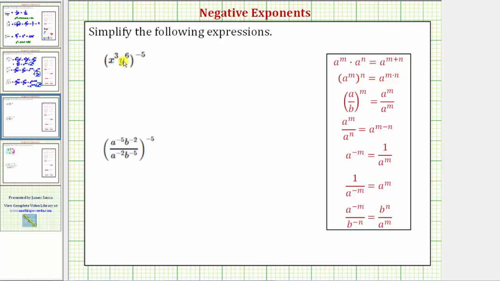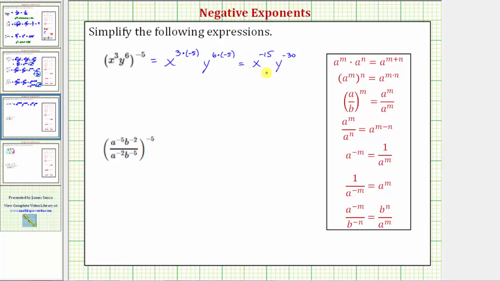So x to the third y to the sixth raised to the power of negative 5 is equal to x raised to the power of 3 times negative 5, y raised to the power of 6 times negative 5. So this is equal to x raised to the power of negative 15, y raised to the power of negative 30. However, we need to express the simplified expression using only positive exponents.